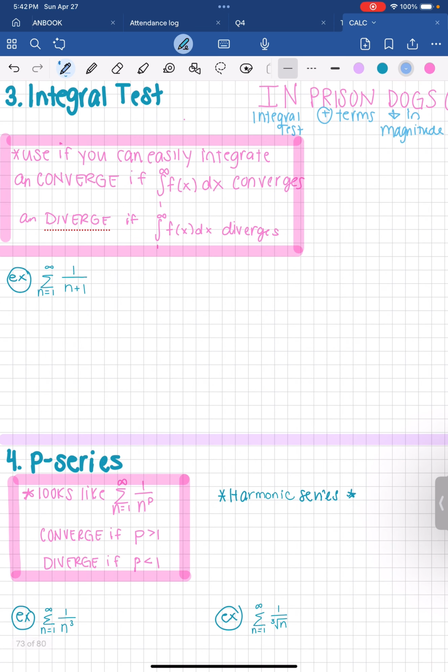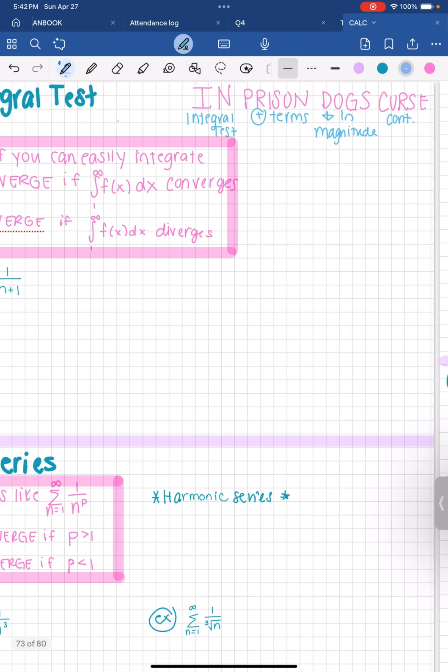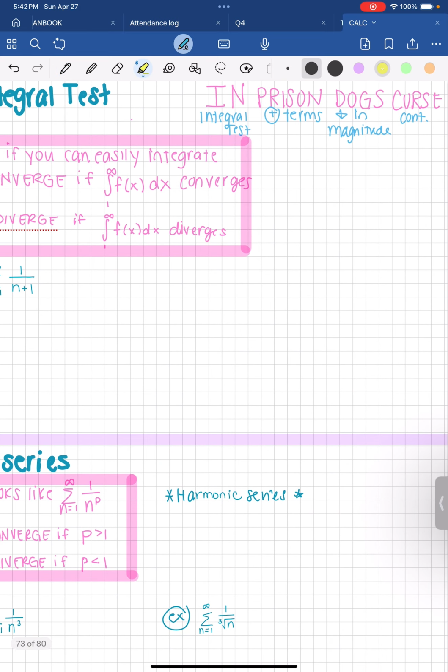So we have the integral test. In order to use the integral test, there is a little saying to remember what we need to state. If you use the saying, "In prison, dogs curse," it helps you figure out that in order to use the integral test, the P in prison, the terms must be positive, dogs decreasing, curse continuous.